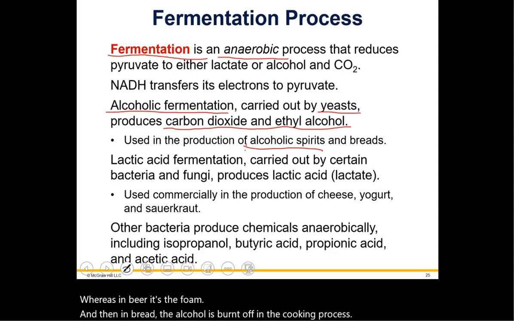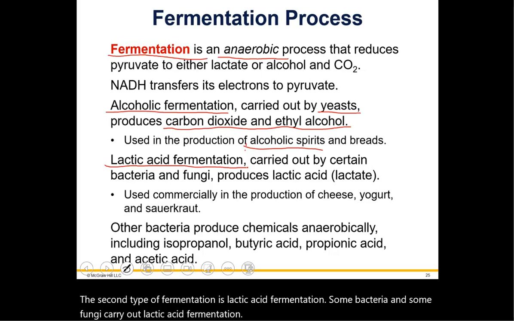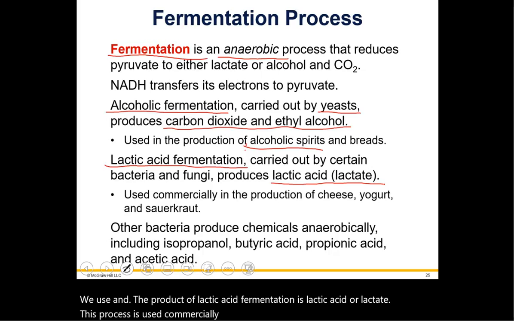The second type of fermentation is lactic acid fermentation. Some bacteria and some fungi carry out lactic acid fermentation. The product of lactic acid fermentation is lactic acid or lactate. This process is used commercially to produce cheese, yogurt, and sauerkraut and other fermented products.